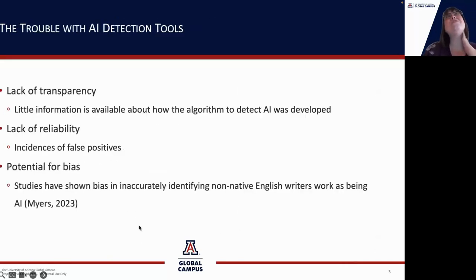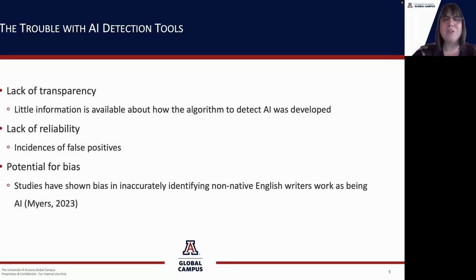So what we come to do is, in response to generative AI and the need to maintain academic integrity, a lot of companies began to develop AI detection tools. So there are three main areas when we're talking about AI detection tools and why they are not the best resource to, quote unquote, confirm that a student has used generative AI in their work.